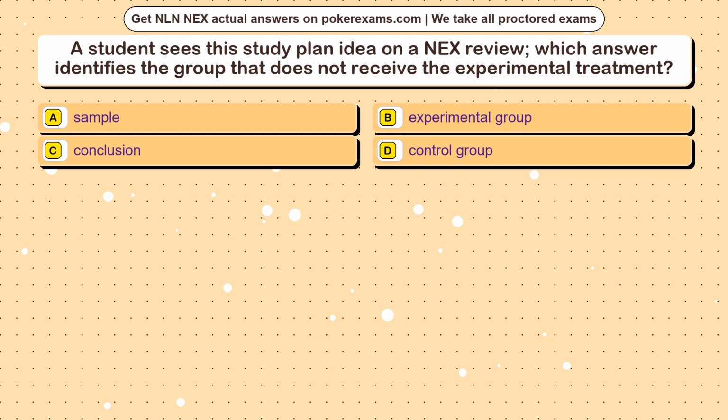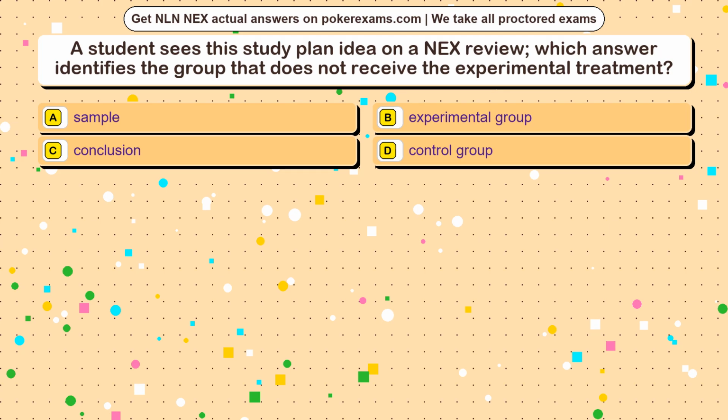Question 10. A student sees this study plan idea on a NEX review. Which answer identifies the group that does not receive the experimental treatment? Option A, sample. Option B, experimental group. Option C, conclusion. Option D, control group.